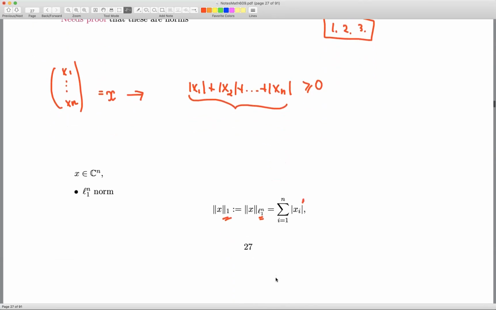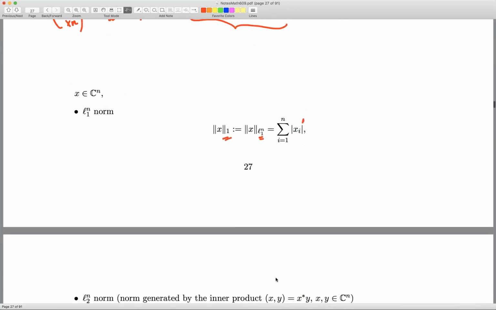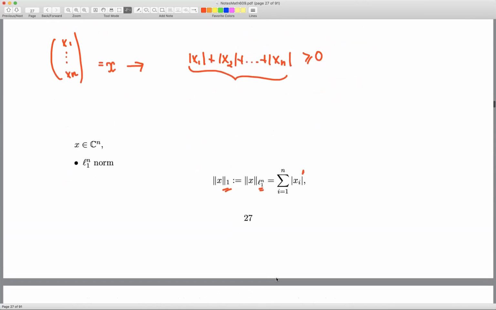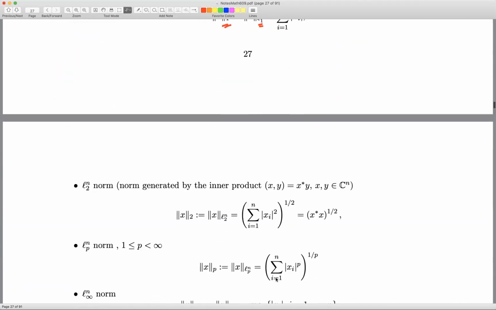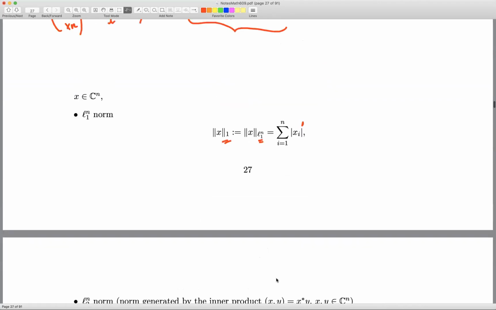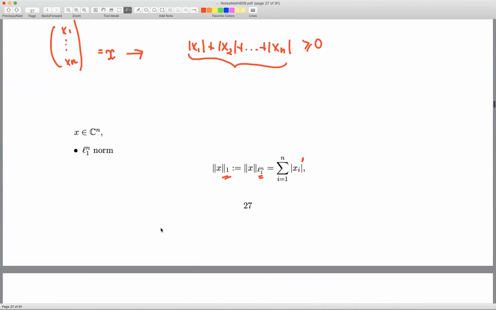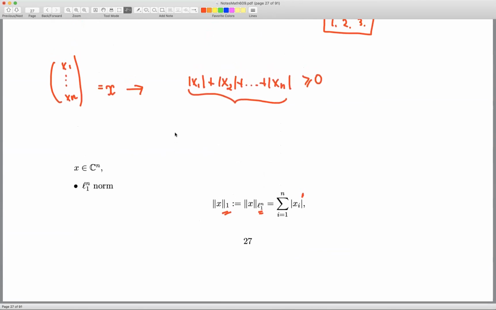Another example of a norm is the L1 norm. Now, one can ask the question, how do we compute an L1 norm of a vector? For example, let's look at the vector -1, 1. What will be the L1 norm of this vector? This is the absolute value of -1 plus the absolute value of 1. So the L1 norm of this vector is equal to 2.